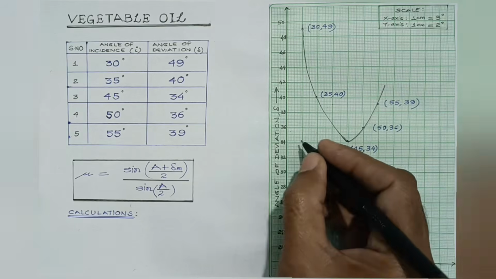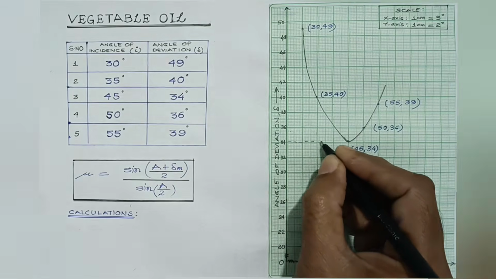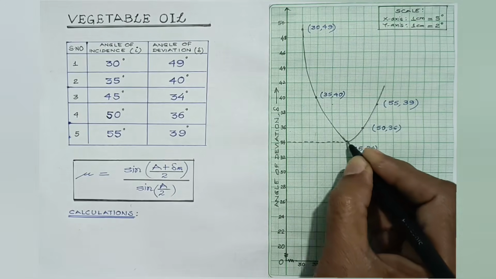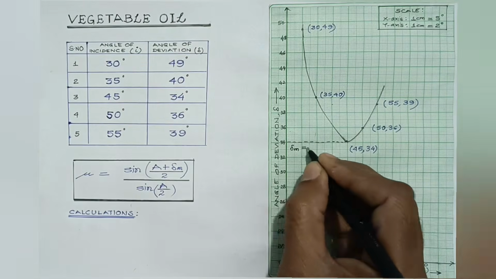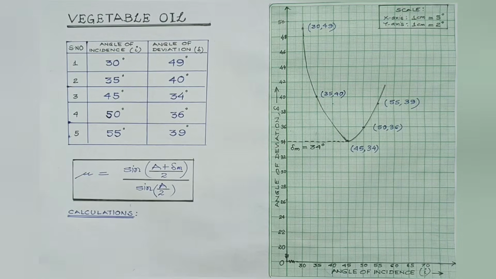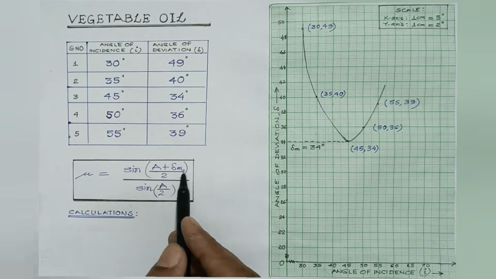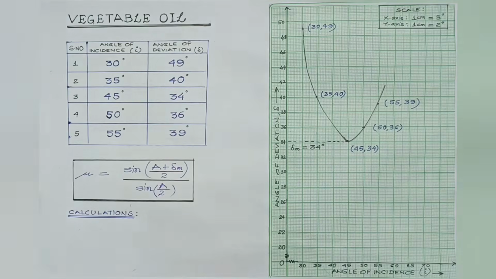So from this graph, the delta m, that is the deviation which has minimum value in the case of vegetable oil, it's found to be 34 degree. Now this is the working formula so as to determine the refractive index of vegetable oil, right? So sin (A plus delta m)/2 divided by sin A/2. That will give us the refractive index of this vegetable oil. So let's do the needful calculations.